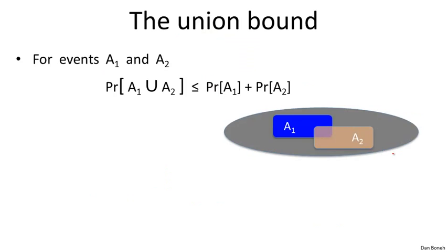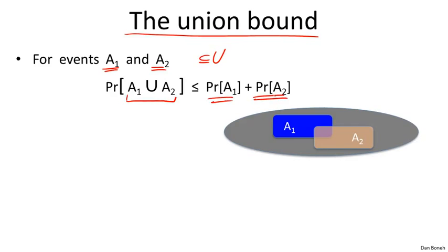So a very simple bound on the probability of events is called the union bound. So imagine we have 2 events, A1 and A2. These are both subsets of some universe U. And we want to know what is the probability that either A1 occurs or A2 occurs. In other words, what is the probability of the union of these 2 events? This little U here denotes the union of the 2 sets. So the union bound tells us that the probability that either A1 occurs or A2 occurs is less than or equal to the sum of the 2 probabilities.